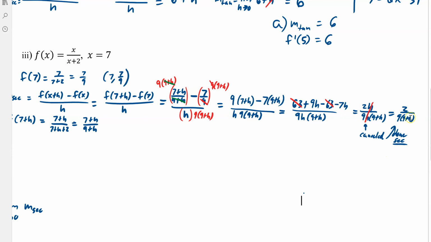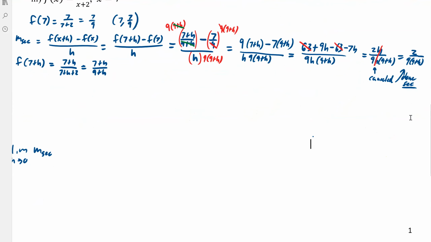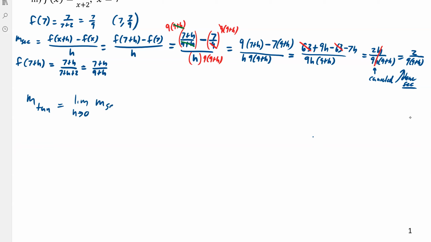Okay, now that we have the slope of the secant, we can now move on to the slope of our tangent. So the slope of our tangent is going to be the limit as h approaches 0 of the slope of our secant. That is our f of x plus h minus f of x. So we go limit as h approaches 0, 2 over 9 times (9 plus h).